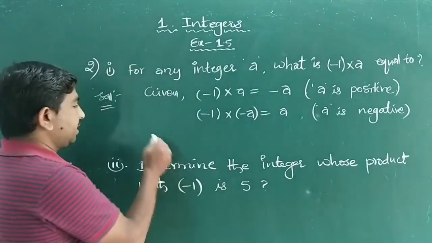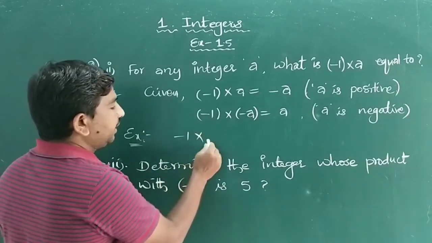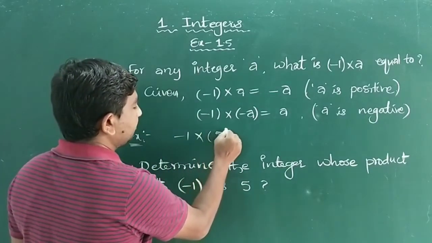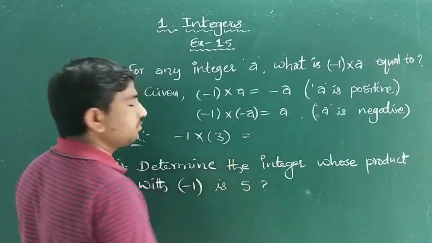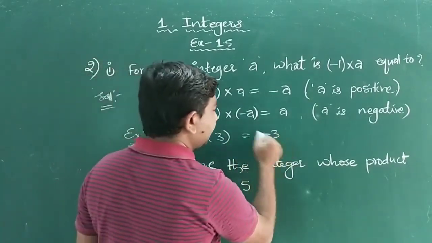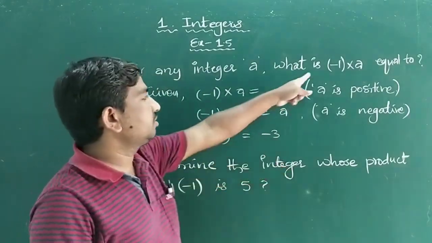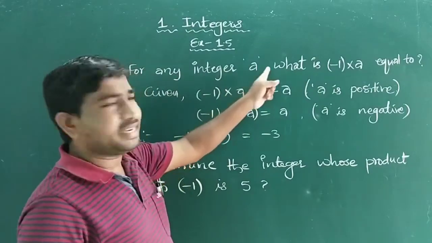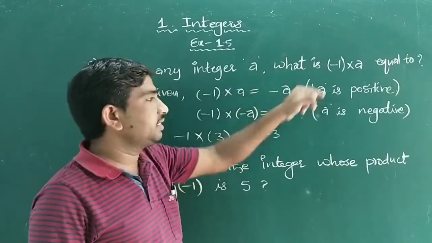Take any one example. Minus 1 into 5 or minus 1 into 3. Then what do you get? Minus 1 into 3 is minus 3 only. So for any integer a, what is the value of minus 1 into a? Minus 1 into a is equal to minus a.